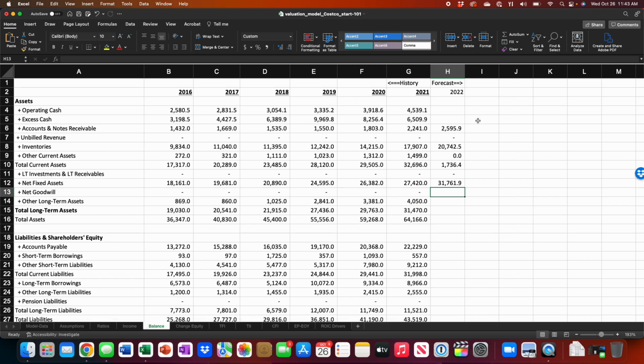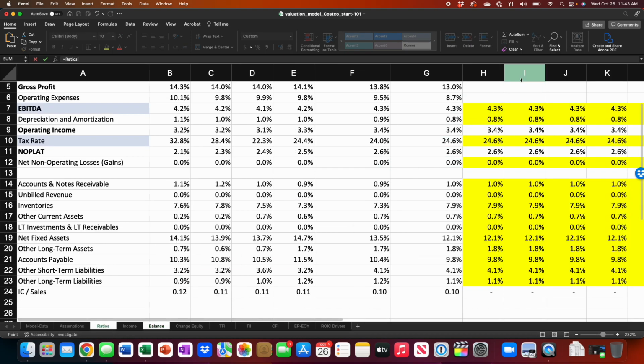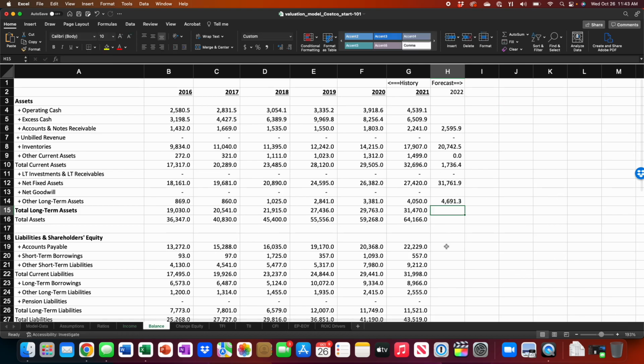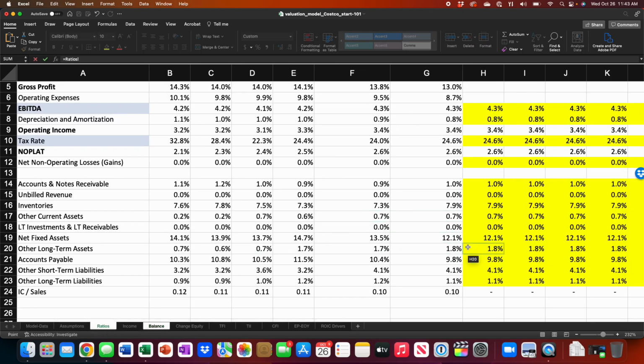Next one is other long-term assets equals ratios, which is H20 times income H3, 2022 revenue. The next line item is accounts payable equals ratios H21 times income H3.